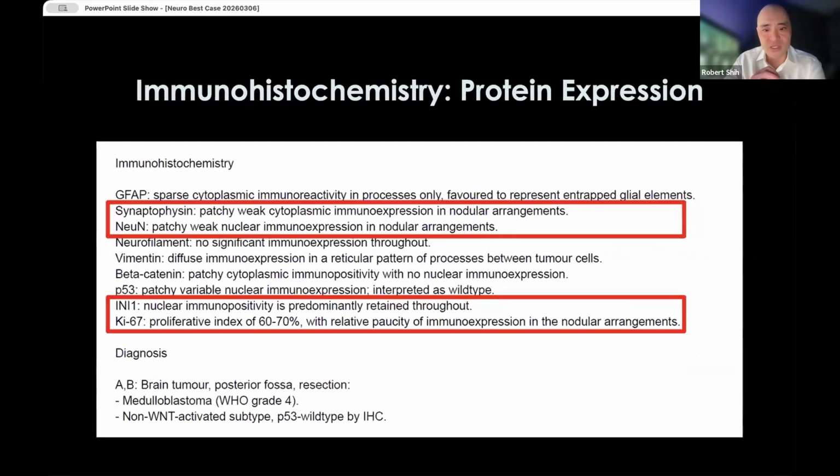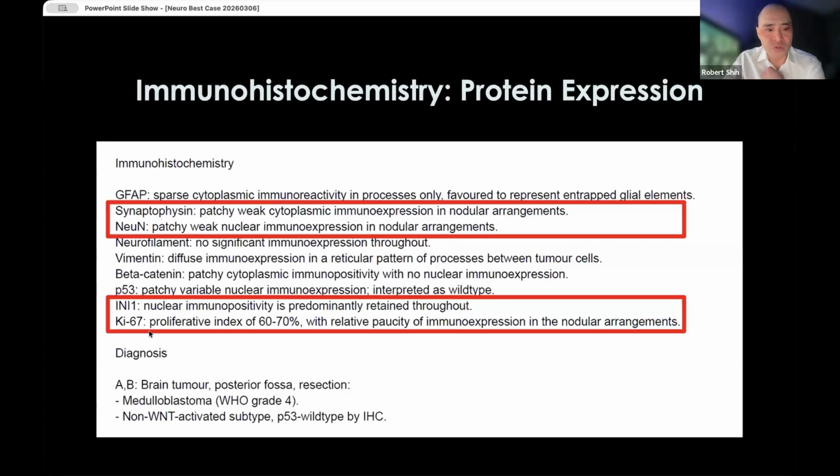And then they go on to do immunohistochemistry, like we do in all tumors nowadays. And what does this tell us? It doesn't tell us about cellular architecture. It tells us about protein expression. We expect medullos, because they come from neuronal precursors, to stain positive for neuronal markers like synaptophysin and NeuN, and that's true in this case.